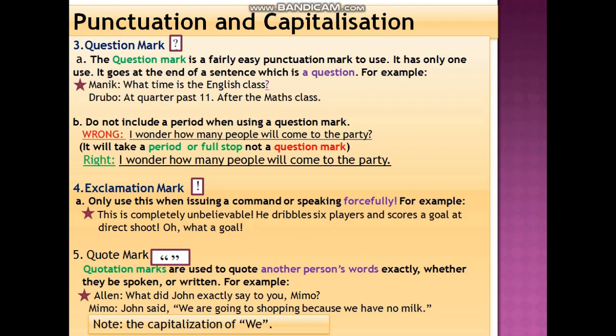Number 4. Exclamation mark. Only use this when issuing a command or speaking forcefully.